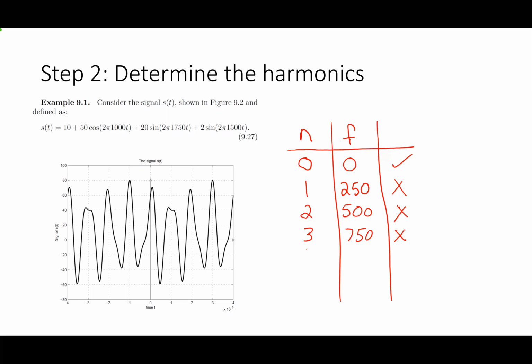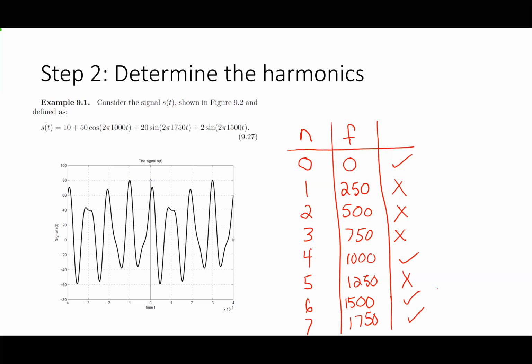Fourth is 1,000. Do I have 1,000? Yes. Now notice I'm doing this in terms of F, so I have 1,000 hertz, a kilohertz. Then 5, 6, and 7. 5 would be 1,250, 6 would be 1,500, and 7 would be 1,750. It looks like I don't have a 1,250, but I do have a 1,500 and a 1,750.